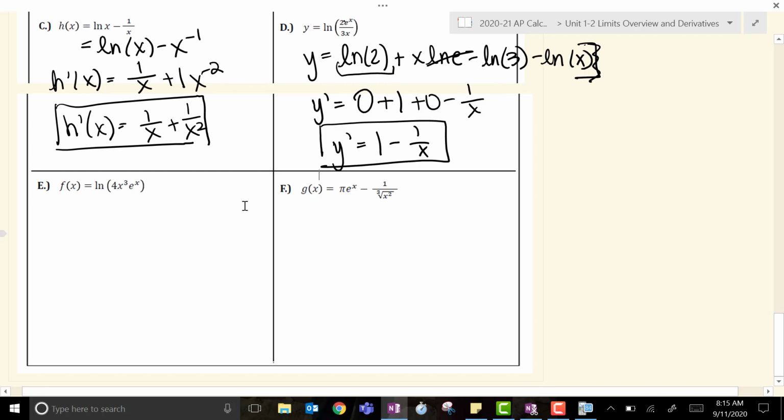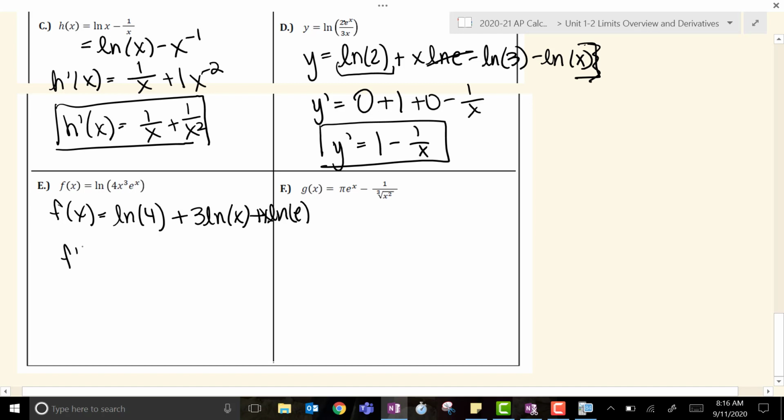Just 2 more examples and we're done. Let's look at this. We have the natural log of 4x cubed e to the x. Again, I'm going to fully expand this. I'm not derivating yet. I know that this is the same as the natural log of 4 plus 3 natural log of x, right? I took that exponent and made it a coefficient. And then we also have a plus the natural log of e to the x, x natural log of e. There we go, taking that exponent out of the picture.